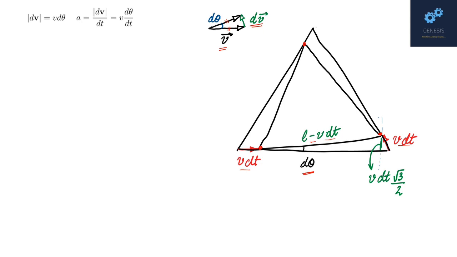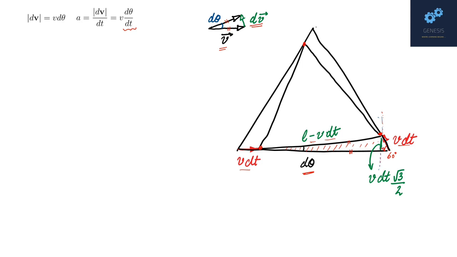Which means to find the magnitude of acceleration, I should be able to find out this quantity d theta by dt. To calculate d theta by dt, focus your attention on this triangle. Now here you can see this angle is 60 degrees. And I have drawn an arc so that this length and this length are the same. So this is nearly 90.